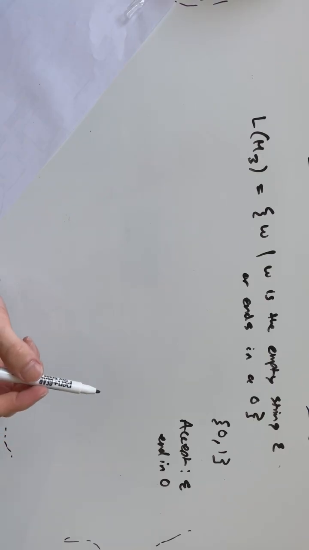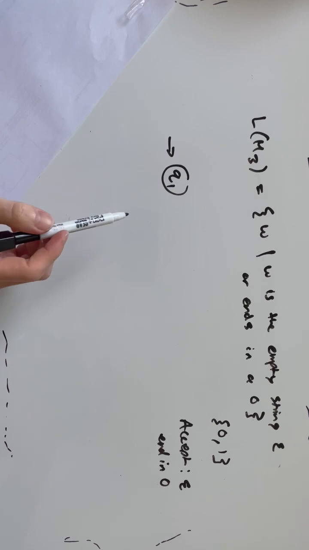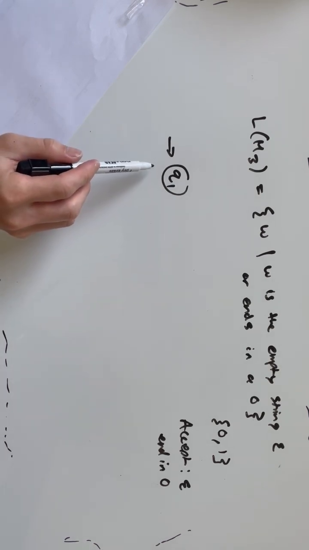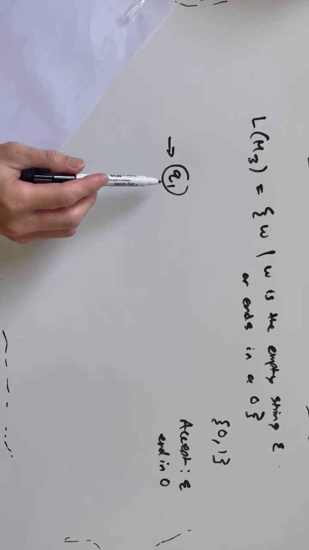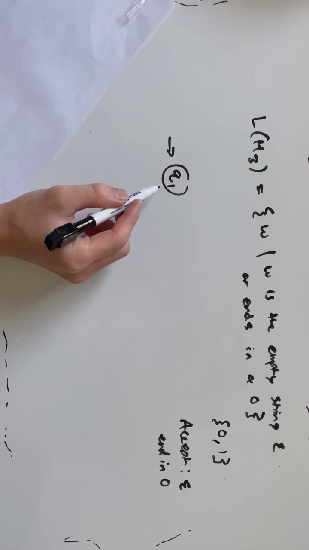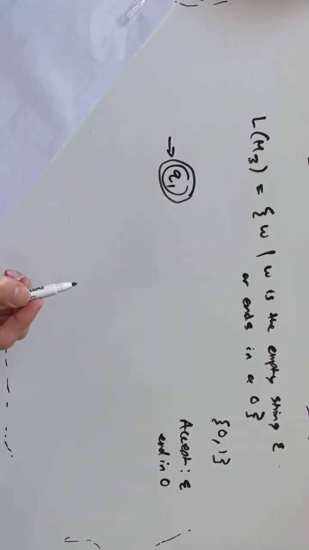So the first step is to start with the start state. The start state is drawn as a circle with an arrow pointing towards it. And the circle is labeled on the inside with Q and a subscript 1. Q1 is accepted. And to represent that, you would draw a double circle.